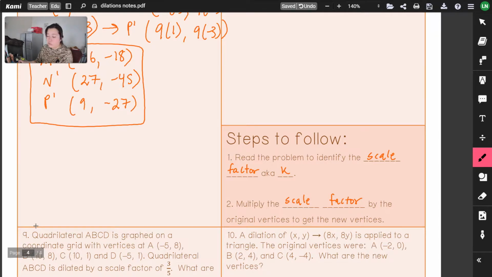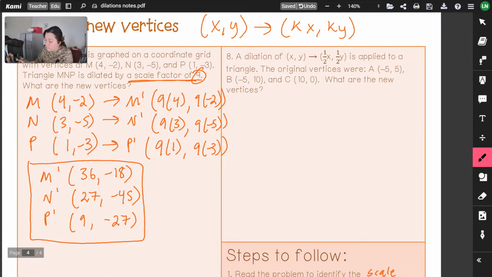Okay, let's look at number 8. Number 8 is worded a little bit differently. How do we figure out what the scale factor is? Because if you read the problem, it says a dilation of (x, y) becoming (1/2 x, 1/2 y) is applied to a triangle. The original vertices were A, B, C. What are the new vertices? Hey, it doesn't say anything about the scale factor, but look, right here, remember the rule is (kx, ky), so this 1/2 is k. They're saying k is 1/2, so that's the number we're just going to multiply everything by. And they even told you in the rule right here. 1/2 times all the x's, 1/2 times all the y's.